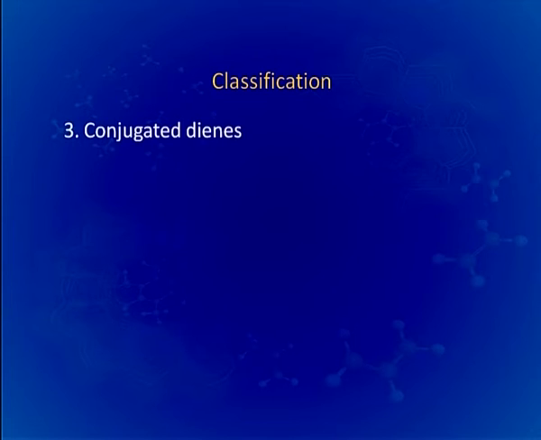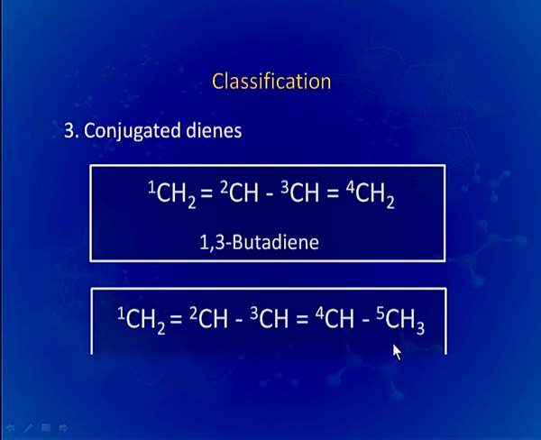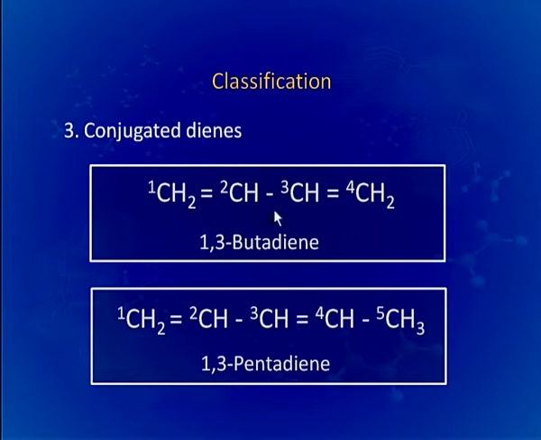The third important category of the diene, which is the most important, is the category of conjugated diene. Here, as the name suggests, double bonds are at alternate positions. So, here we can see C2-C3 will be the single bond. In the second example, again double bonds are present at alternate positions. C2-C3 is the carbon-carbon single bond.